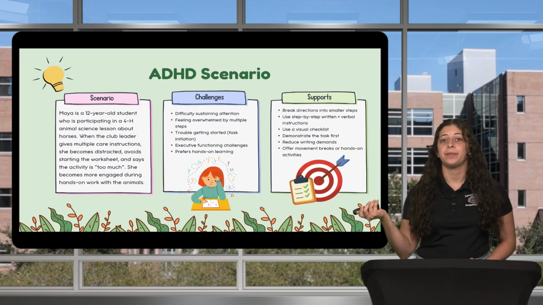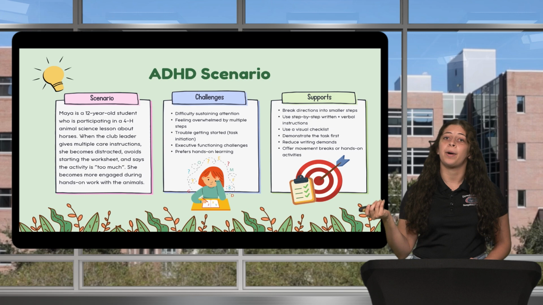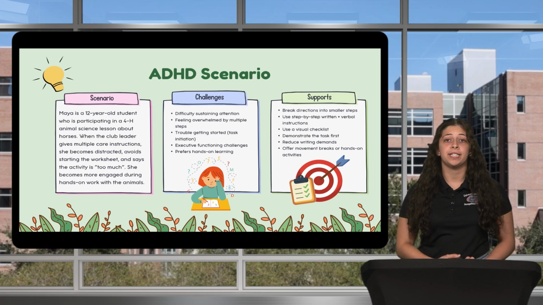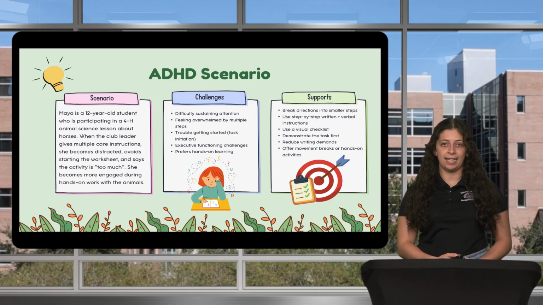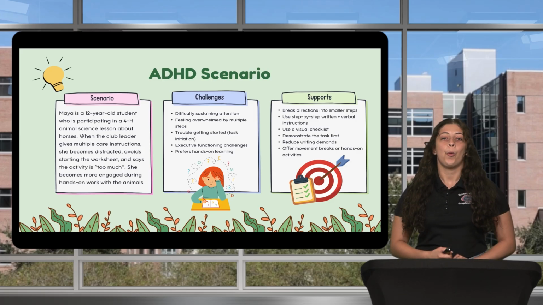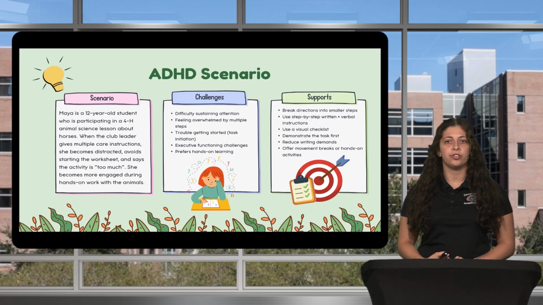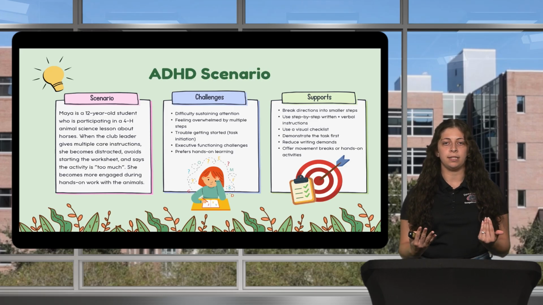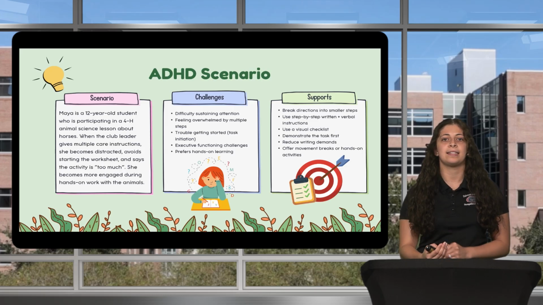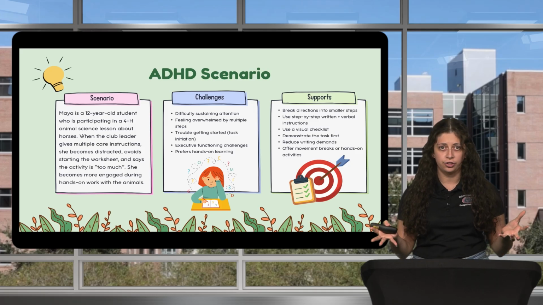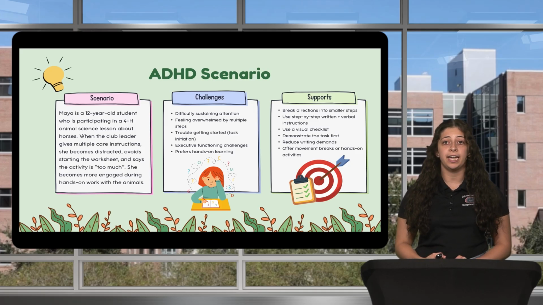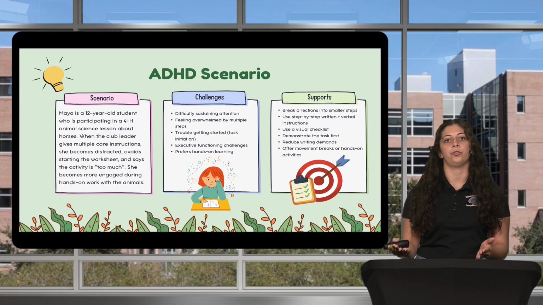This is a scenario, and we will look at the possible challenges and possible supports that we could provide. Maya is a 12-year-old participating in a 4-H animal science lesson about horses. When the club leader gives multiple care instructions, she becomes distracted, avoids starting the worksheet, and says the activity is too much. Later, she becomes more engaged when helping directly with the animals.